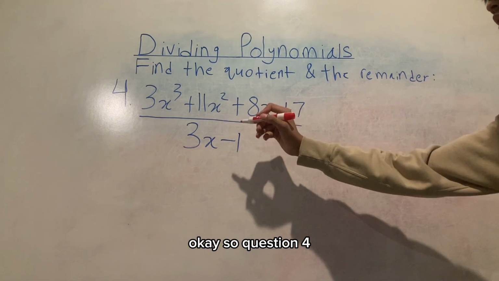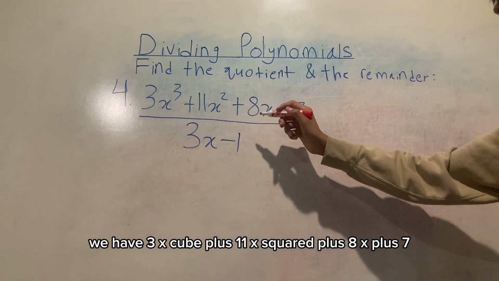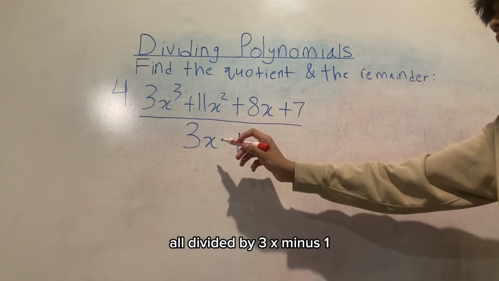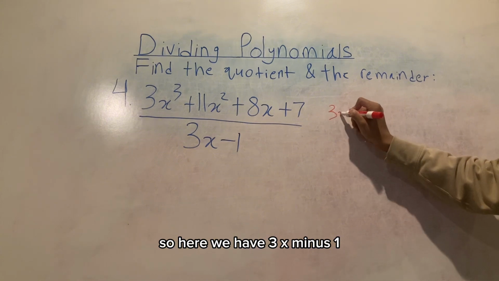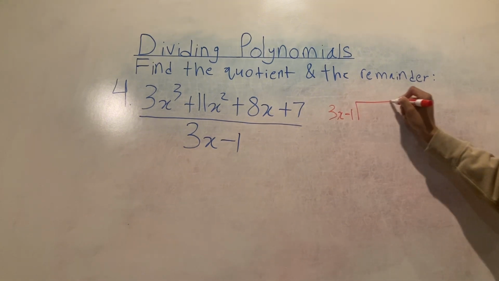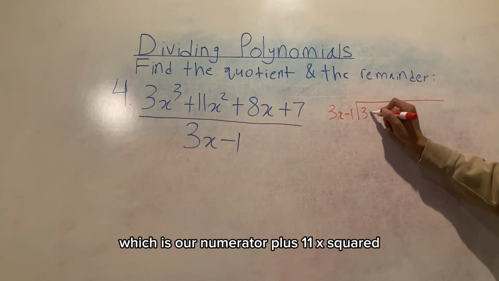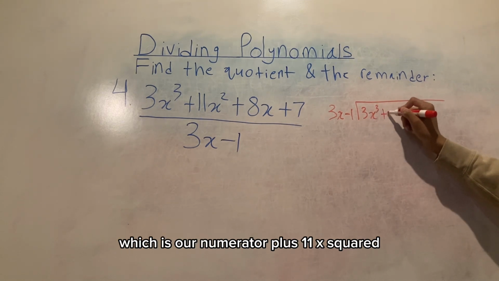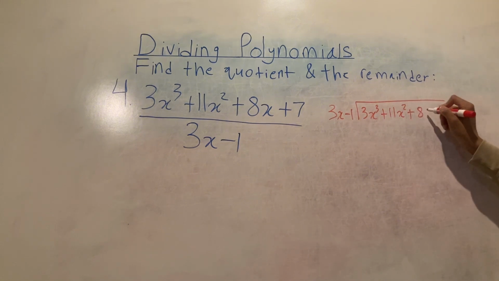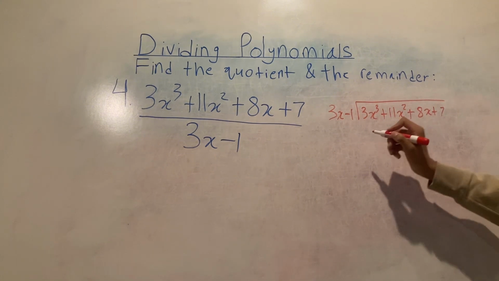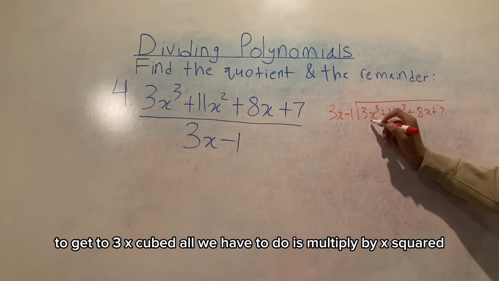Okay, so question 4, we have 3x cubed plus 11x squared plus 8x plus 7, all divided by 3x minus 1. So here we have 3x minus 1. And on the inside, we have 3x cubed, which is our numerator, plus 11x squared, plus 8x, plus 7.